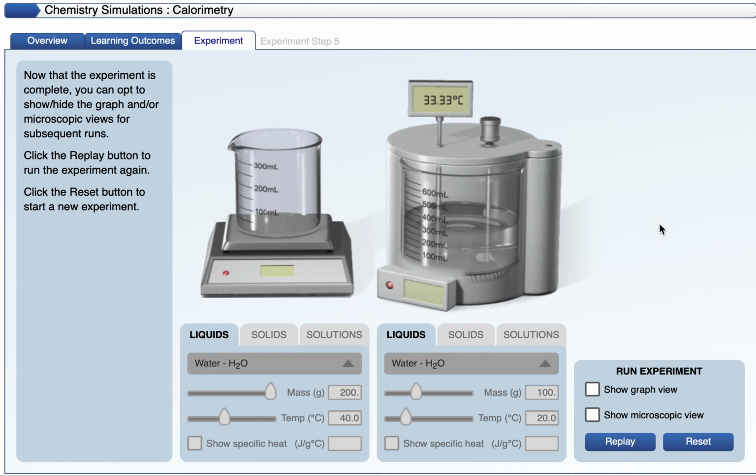And that is because the higher temperature object had more mass associated with it, and therefore its temperature does not change as much. It went from 40 down to 33.3 versus the cooler temperature object, which went from a temperature of 20 degrees Celsius up to 33.3. So its temperature change was 13.3 and the other was 6.66.